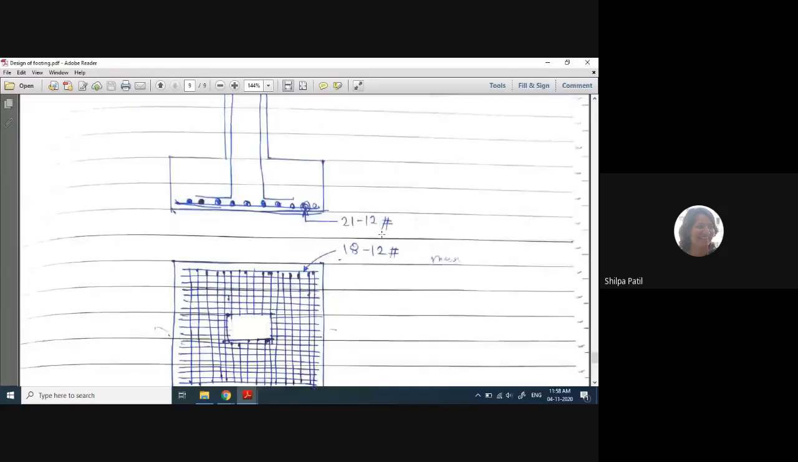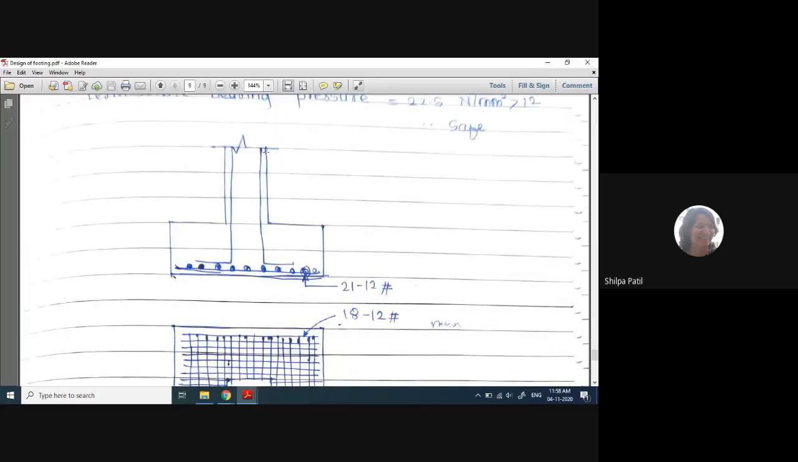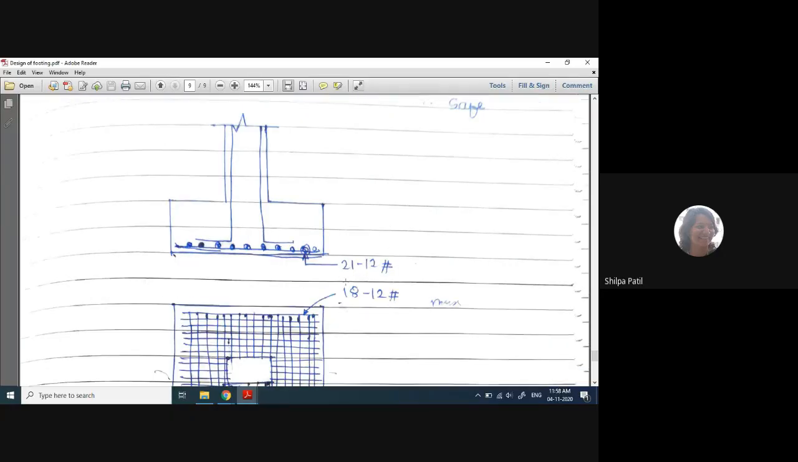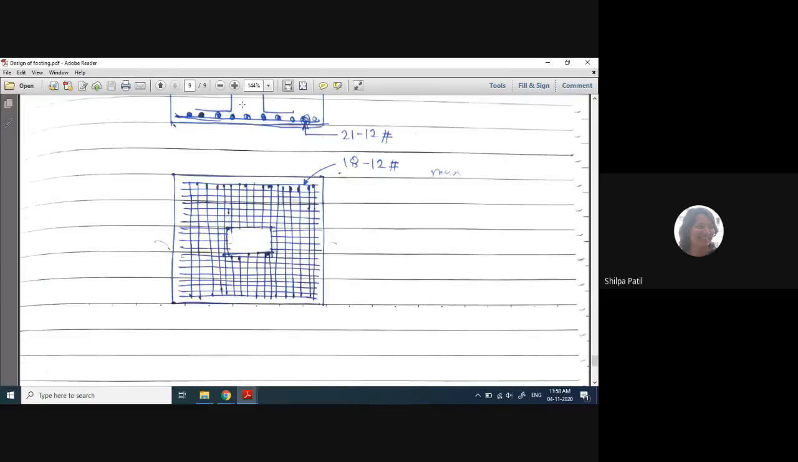This is a diagram which is expected at the end. A simple diagram: from a column, the reinforcement is coming and it is placed here, and this is the reinforcement which we have designed. Along the y direction, or perpendicular to the x-axis, this reinforcement is placed at the bottom, which was coming as 18 bars of 12 mm diameter. These are placed over here, this horizontal line. And above that, a total of 21 bars of 12 mm diameter are placed in this fashion. So this diagram is expected.